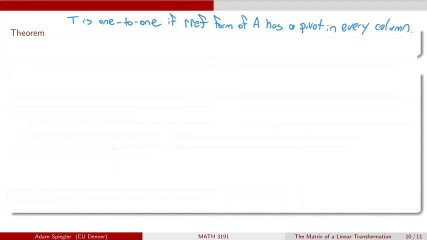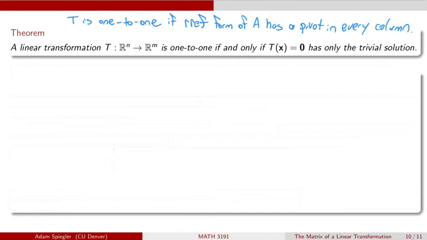And so keep in mind that this statement that I wrote above in blue is equivalent to saying that the homogeneous matrix equation AX equals 0 has only the trivial solution. So this statement up top and saying that this has only a trivial solution are equivalent. So we're going to state this theorem using the matrix equation. And rather than write out the matrix, we're going to write this out using the transformation notation T.